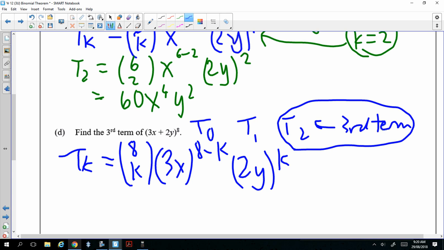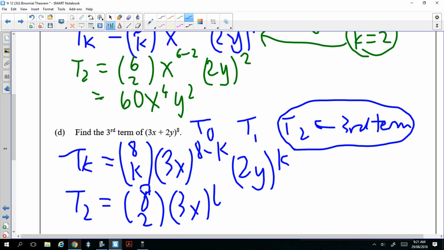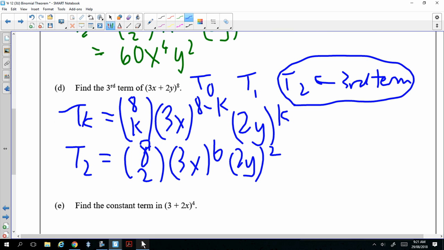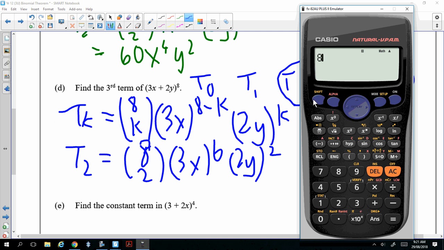What would that be? That will be 3x to the power 6, 2y to the power of 2. And then you just work it out. So 8C2 multiplied by 3 to the power of 6, and then multiplied by 4. Get a big number, 81648, x to the power 6 y squared. Okay.